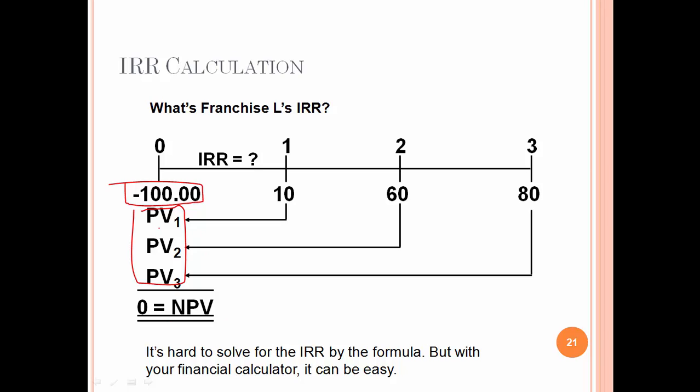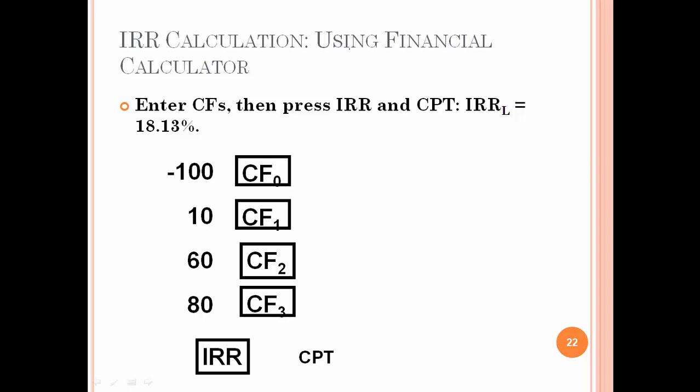Now remember, PV1 is 10 divided by 1 plus the discount rate, and PV2 is 60 divided by 1 plus the discount rate to the power of 2, right? So we're looking for that discount rate that gives us PV1, PV2, and PV3, so that all together they match the 100. Mathematically, it is hard to solve for the IRR by this formula, but with your financial calculator, it can be easy.